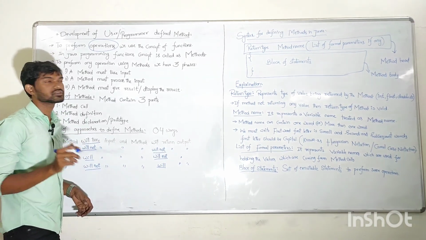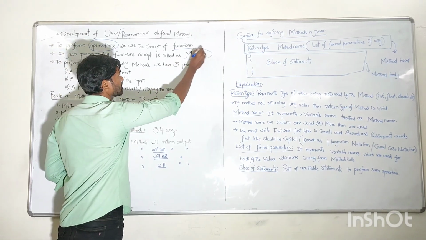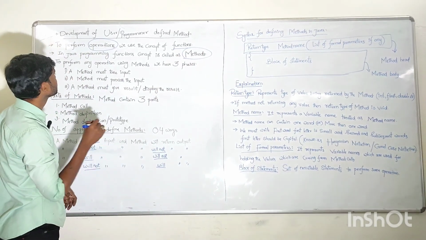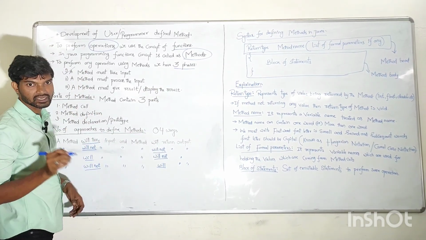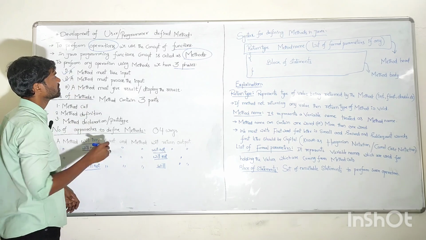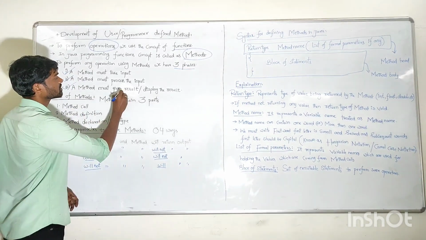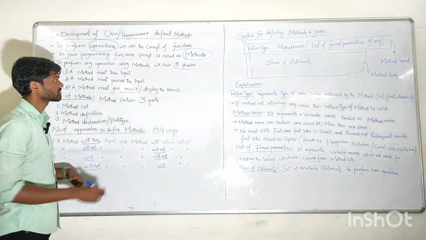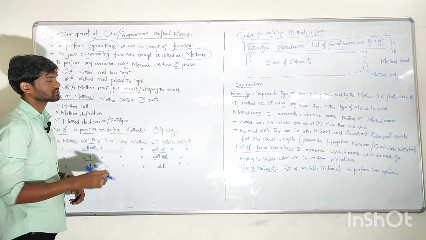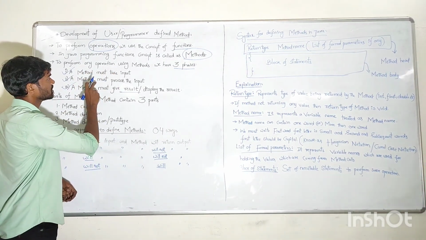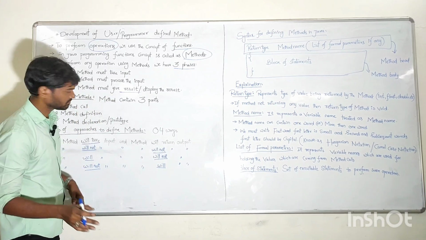In C language, we use the terminology functions, but in Java, we use the name method. And this method contains three phases. The first phase is the method must take the input, and that method will process that input, and that method will give some result. So these are the three phases in the concept of functions.